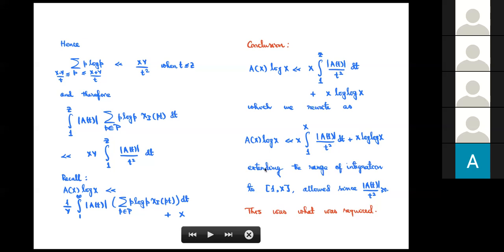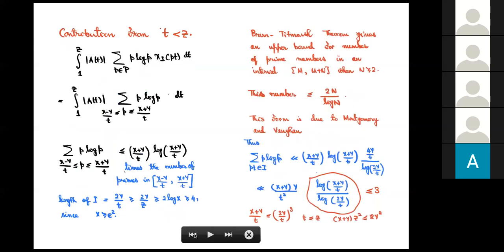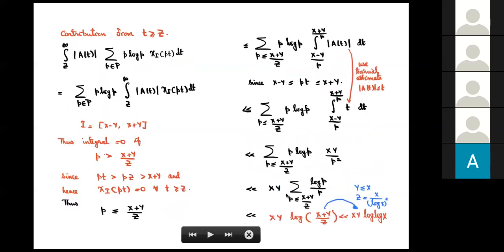Okay, so now where did we get this log x from? The log x comes from the fact that your estimate here was xy log of (x plus y by z), which is an upper bound for this. And x is greater than y, so you get 2x by z, and z is chosen as (x by log x) whole square. So you see that x plus y by z is actually (log x) the whole square, and its log is 2 times log x up to constants, and therefore you get xy log x. I hope this answer is satisfactory.